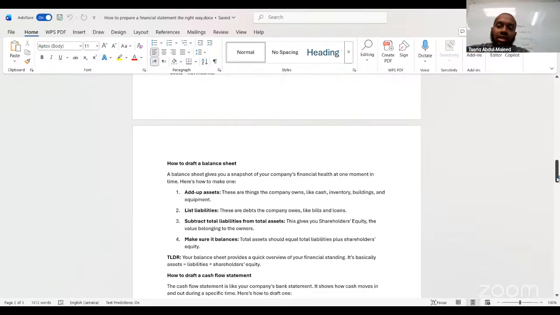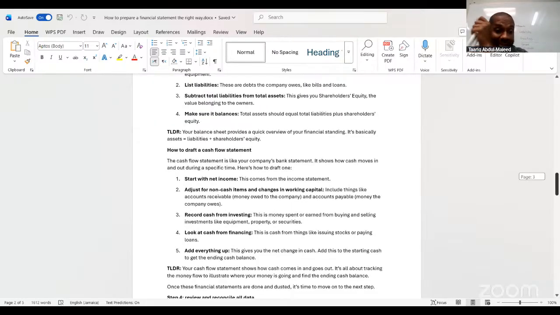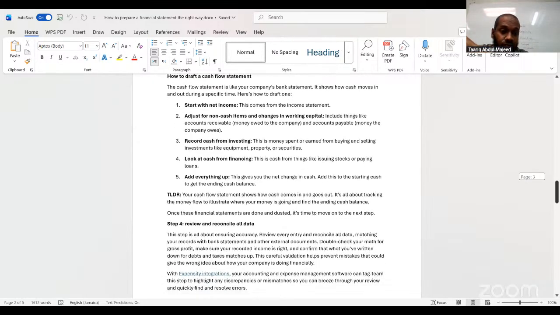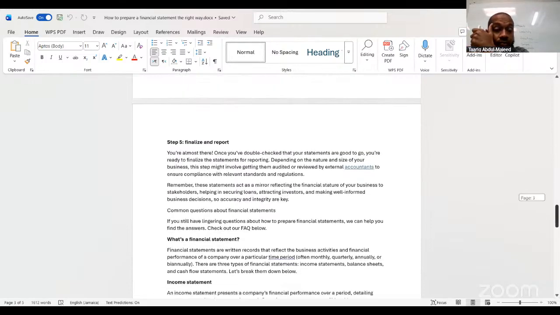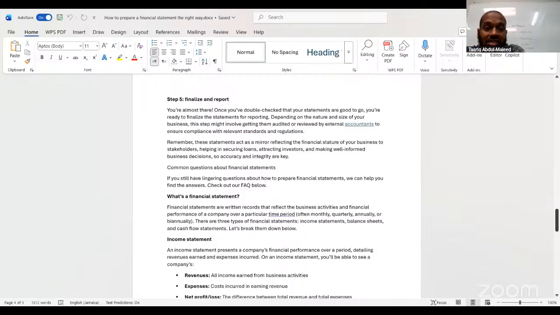I said we're not doing the cash flow, but I gave you the notes for how to draft a basic cash flow. Now, step 4 is review and reconcile the data. So you have to ensure everything is accurate. Review every entry, make sure that assets are where assets are supposed to be, expenses are where they're supposed to be, the things are matching up, and the balance sheet balances. That's the 4th step.